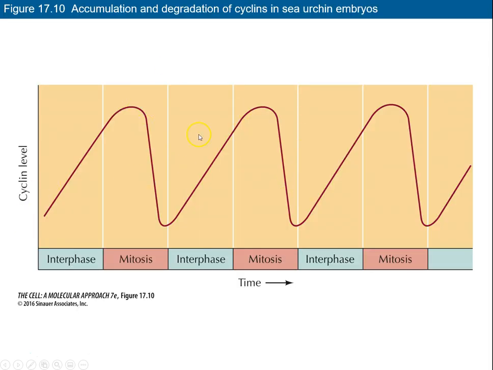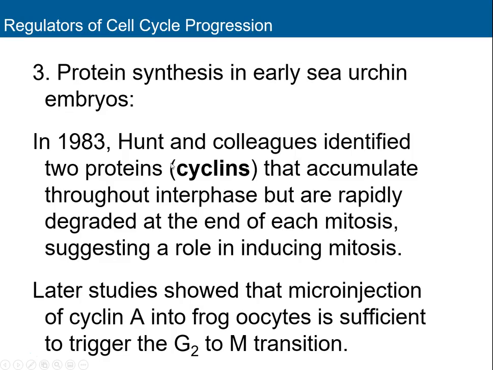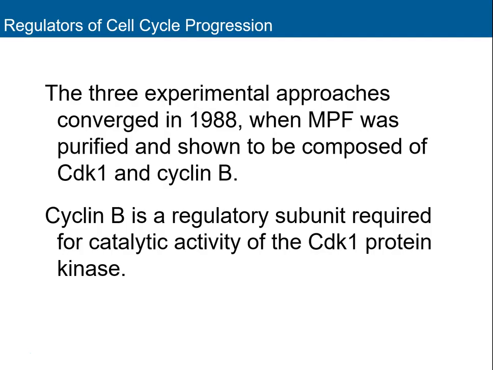They noticed this, and then they were able to figure out what that was. They identified two particular cyclins. One of those, cyclin A, if you inject it into those phagocytes that we talked about in the beginning, you can see that it induces them to move from G2 to M. Now we're in 1988. The 3 experimental approaches converged when MPF was purified.